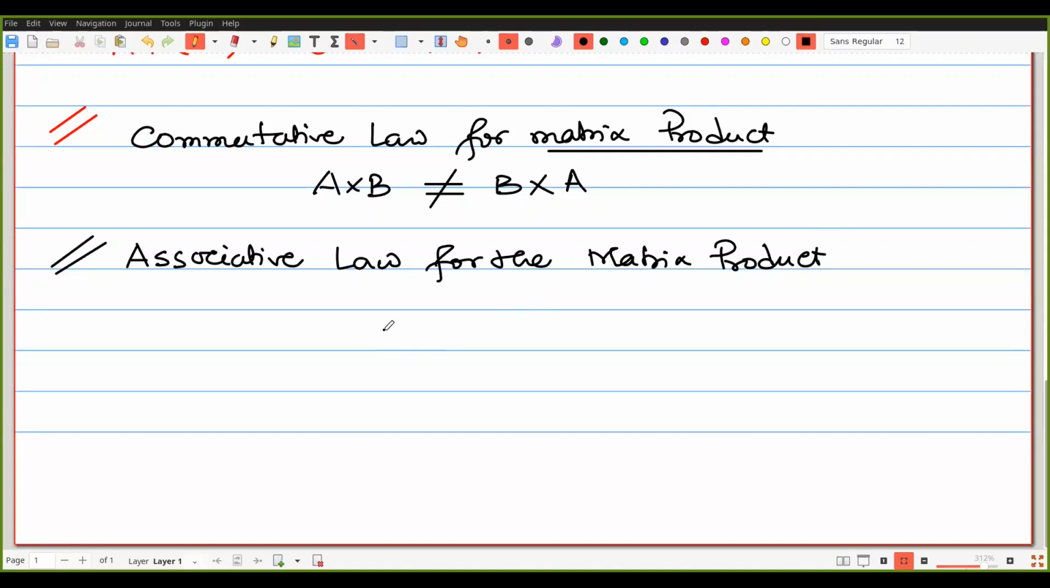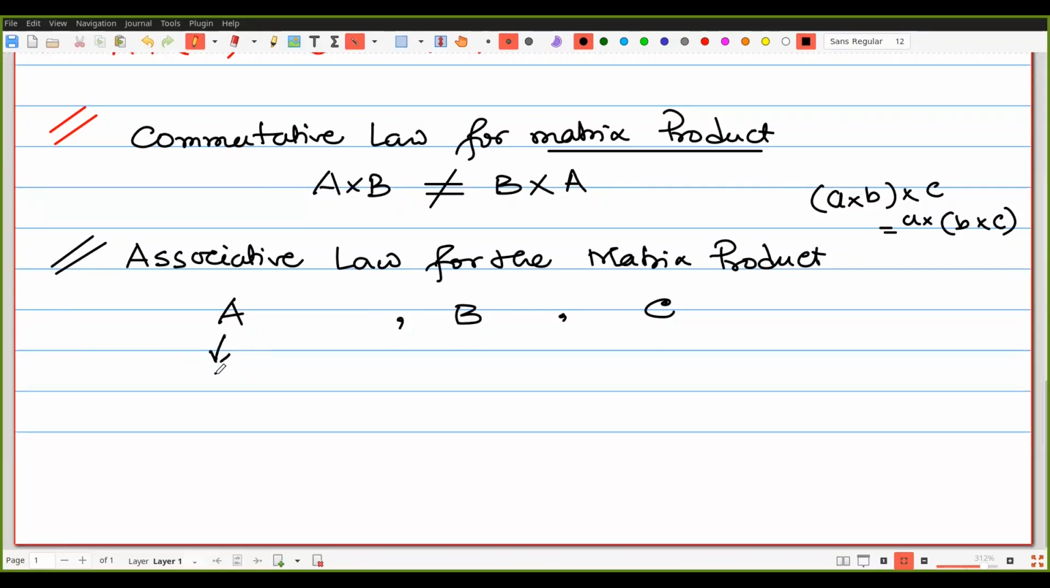Okay, suppose we have three matrices, A, B, and C. What is the associative law? According to the normal number system, for multiplication, A cross B cross C is also equal to first multiplying B and C, then A. So (A cross B) cross C is also equal to A cross (B cross C). Here we are proceeding with the three matrices. Let's check whether the associative law holds or not.